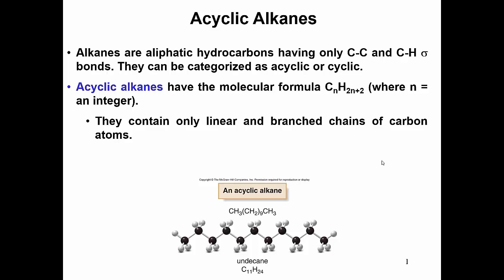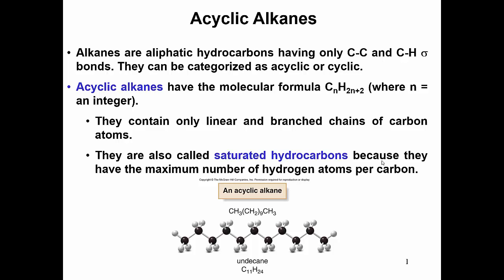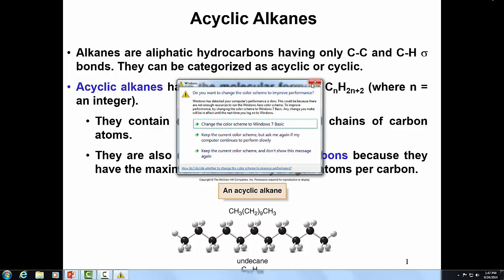We have in acyclic alkanes only linear or branched chains of carbons, and we call these saturated hydrocarbons because they're saturated with hydrogens. That is, they have the maximum number of hydrogen atoms per carbon. Unsaturated hydrocarbons, just for your information for now, are going to have, for instance, double bonds. So for now we deal with saturated hydrocarbons, which all alkanes are, and they have the maximum number of hydrogens per carbon atom.